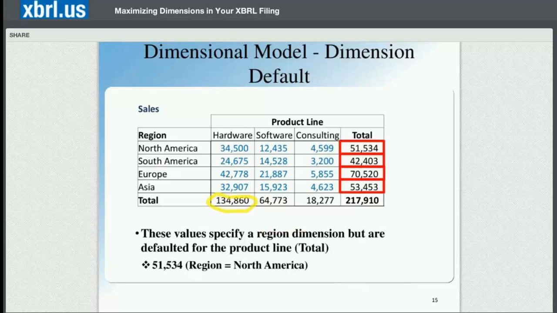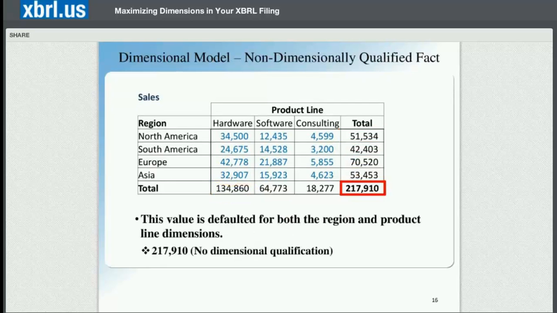But any given axis or any given table, any one line item in any table can only have one non-dimensionally qualified value, and that non-dimensionally qualified value is where all the domains intersect. See, here our primary concept, our line item, is sales, and we know that our non-dimensionally qualified value of 217,910 is the total sales for the entity. It is the non-dimensionally qualified value, the entity-wide context.